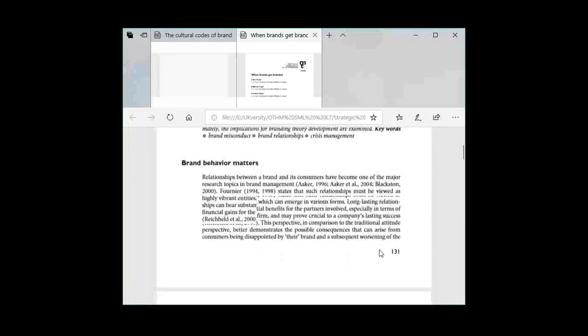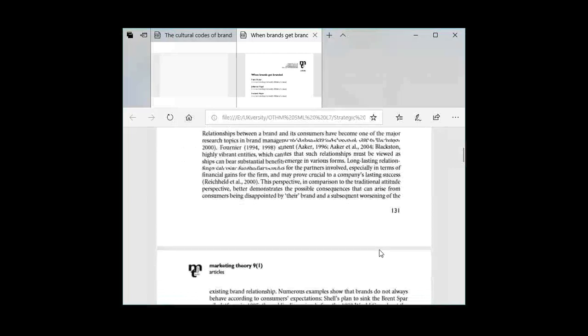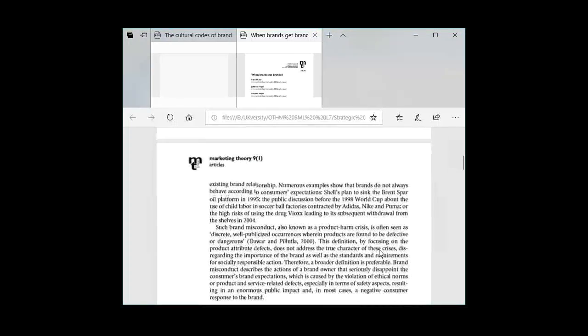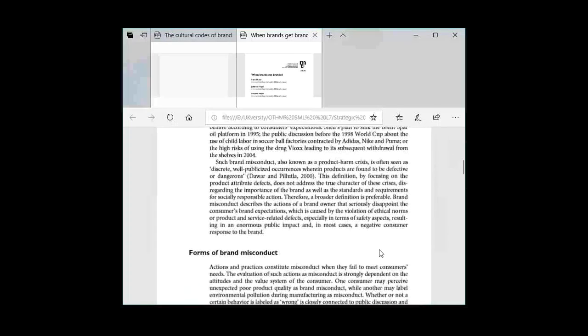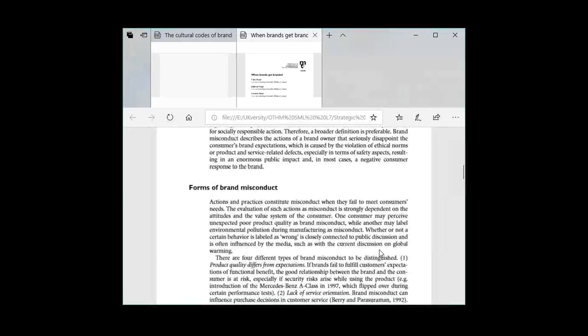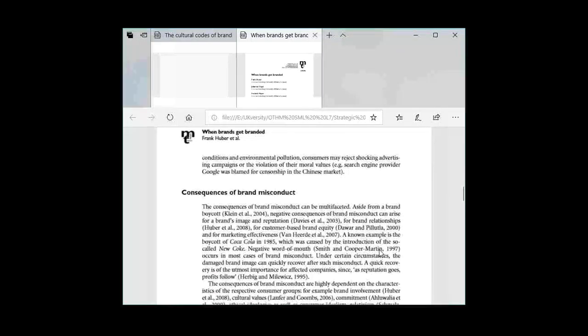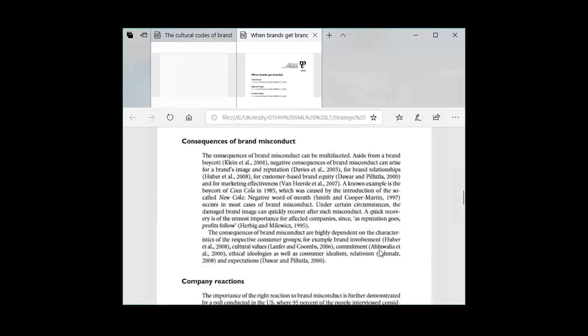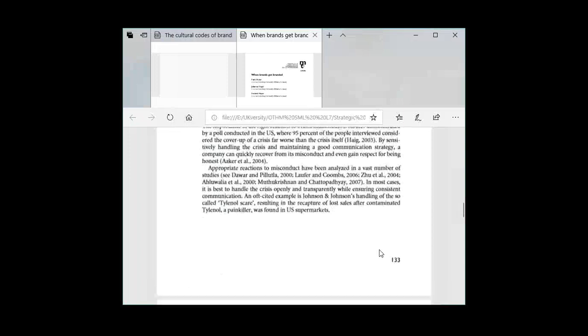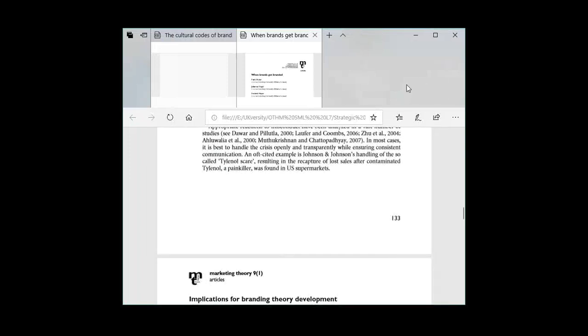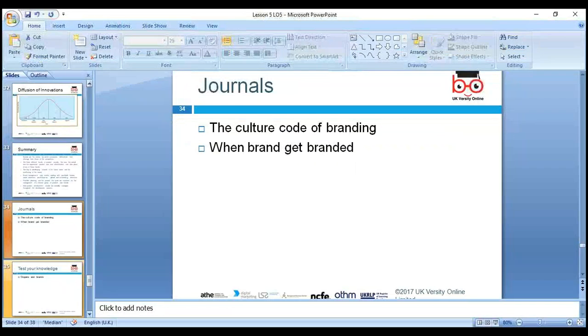The relationship between the brand and its consumer has become one of the major research topics in brand management. So these days we need to look at the role of the brand in our organization and how brands conduct themselves. We need to look at how we make sure our brands match the organization's mission and values. And it's good to read this to further enhance your understanding about branding.